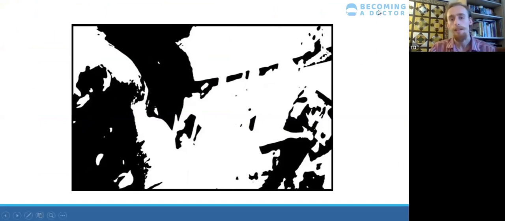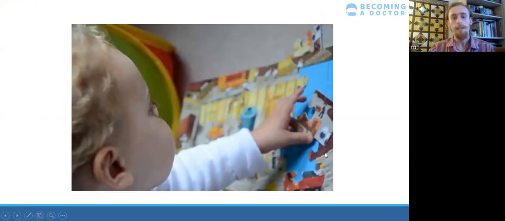It's a photograph that's been turned into black and white. You shouldn't be able to tell what it is. I'm just going to put that out there. It's very difficult. But here we go. It's a baby reaching for a piece of a puzzle. So look at that for a moment. Just take in the baby.